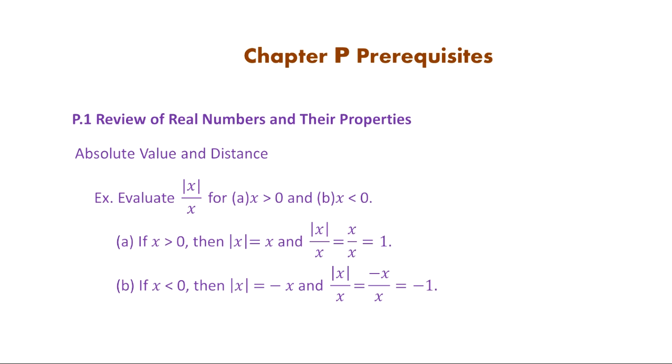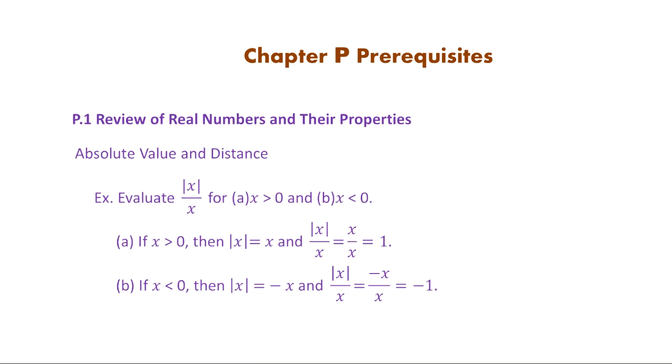Okay, so here is a pretty tricky example. We need to evaluate the absolute value of x over x. By the way, the absolute value notation is the double bar sandwiching the variable x. So that's the notation for the absolute value of x. So we divide the absolute value of x by x itself. All right. So we need to evaluate what this is equal to for two cases.